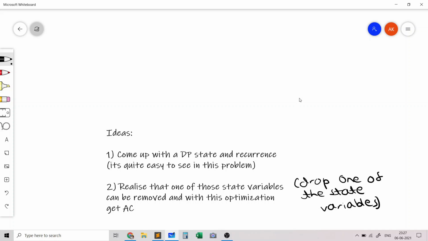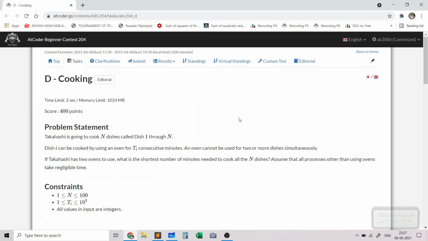So let's look at the problem statement. We are given a person called Takahashi who is going to cook N dishes called dish 1 through dish N. Dish i can be cooked by using an oven for Ti consecutive minutes. This means the dish can be cooked only in one go, and there are two ovens, and an oven can only cook a single dish at a time. We need to find the smallest number of minutes needed to cook all the N dishes.